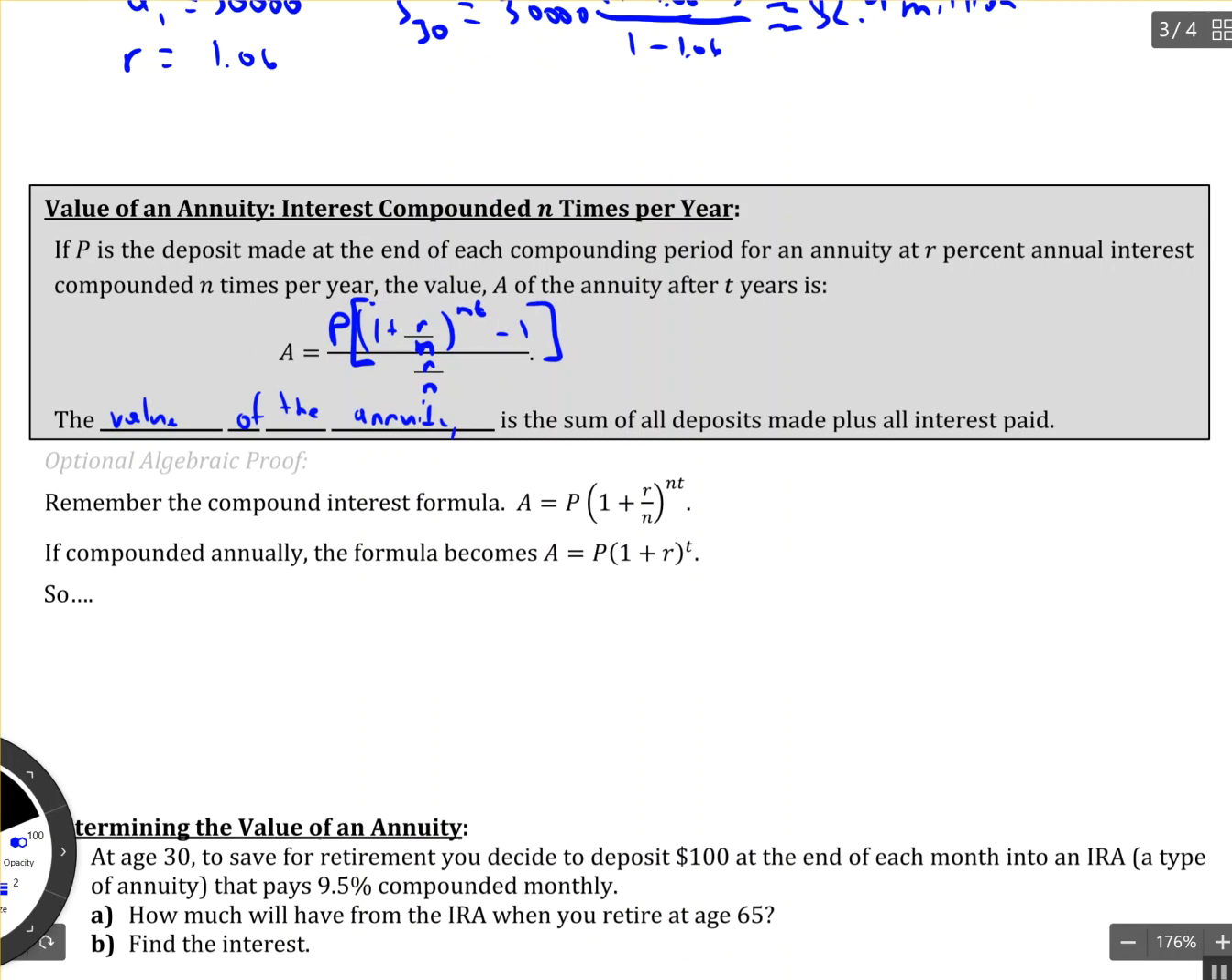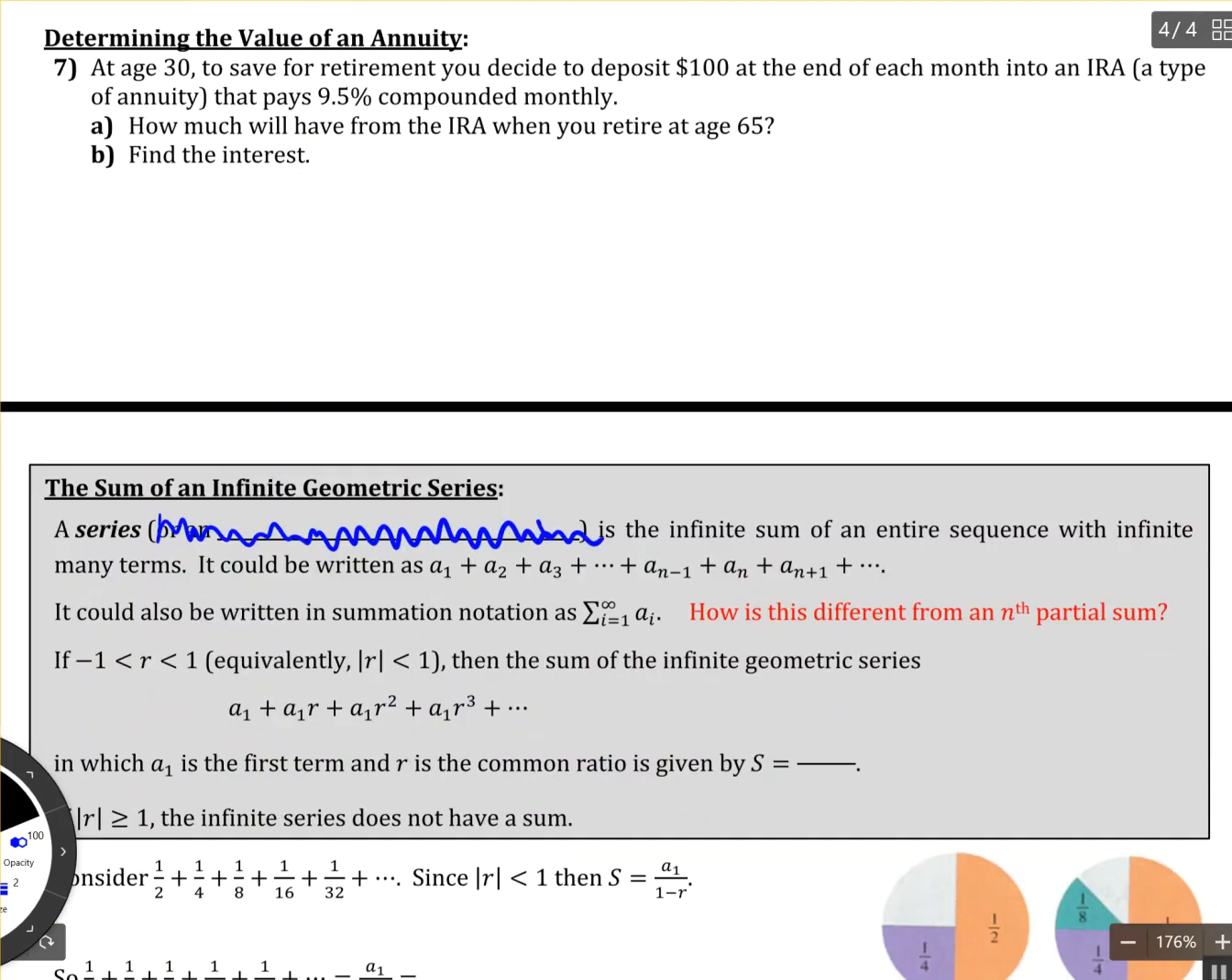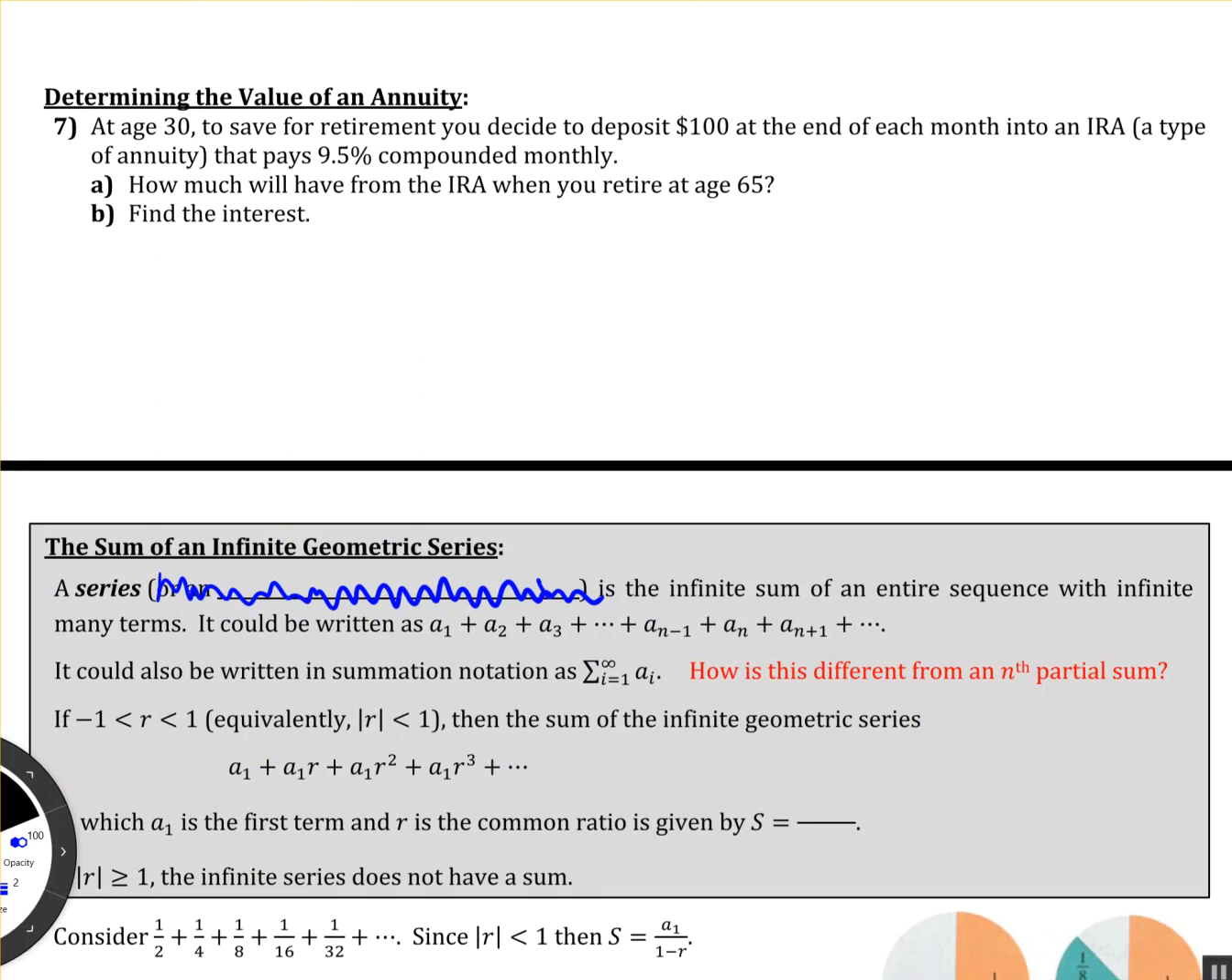In this case, I'm actually going to skip the proof. I don't think it's all that enlightening. I think the other ones that we went through are kind of interesting, at least. So determining the value of an annuity. At age 30, to save for retirement, you decide to deposit $100 at the end of each month into an IRA. It just stands for individual retirement account, but that pays 9.5% compounded monthly. How much will you have in the IRA when you retire at age 65? Find the interest.